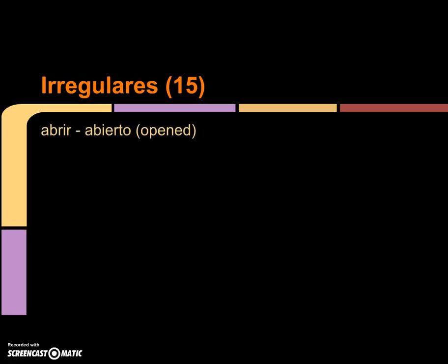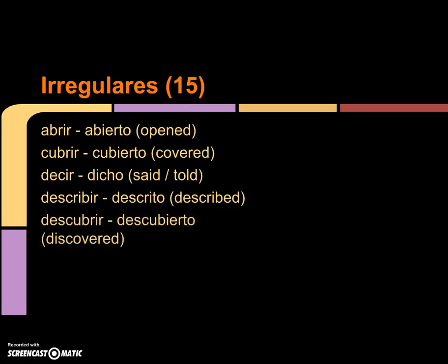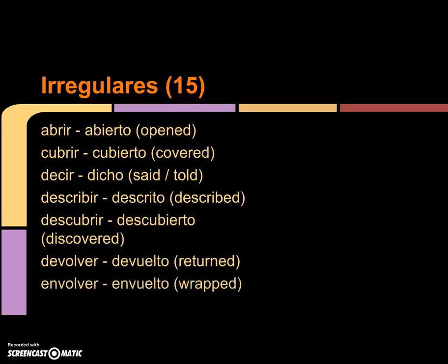You definitely want to make sure that you write all of this down. So abrir is irregular. It's abierto, which is opened. Cubrir is cubierto. Decir is dicho. Describir, descrito. Descubrir is descubierto. So you can see it's related to cubrir is cubierto, descubrir, descubierto. We've talked about compound words before. Devolver is devuelto. Envolver, envuelto. I think you're probably picking up on a pattern here with words that have volver in them.